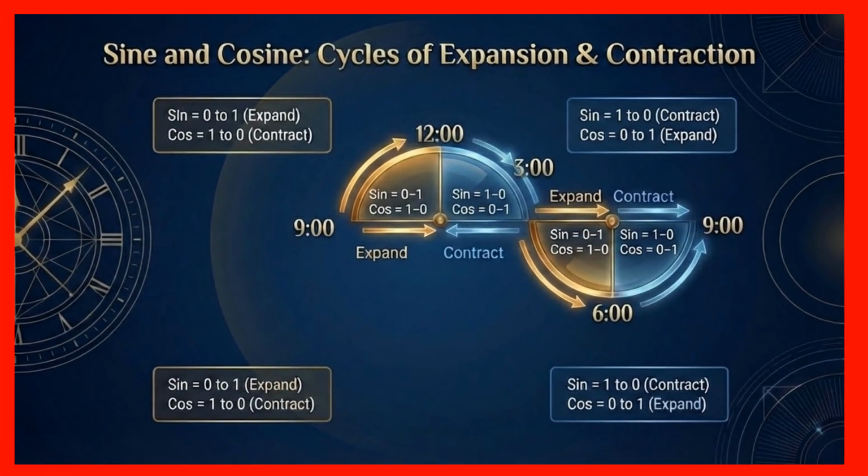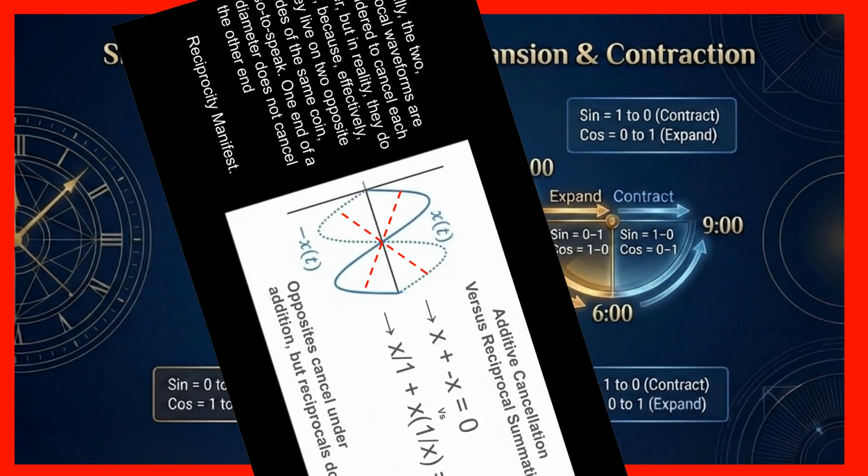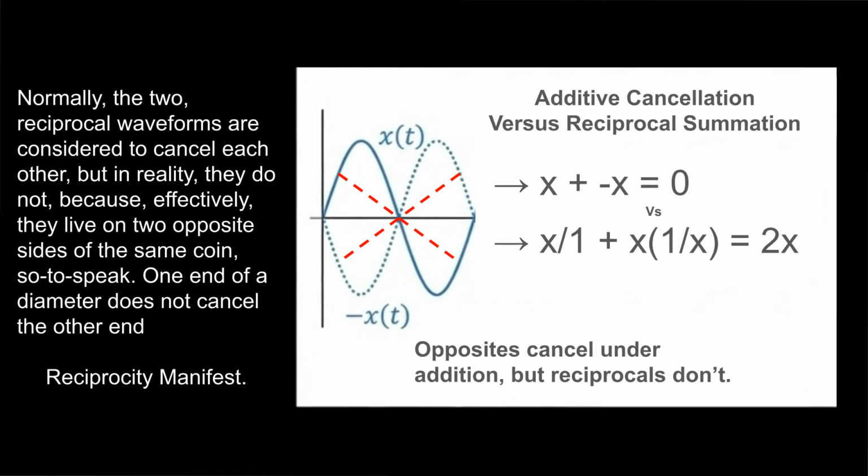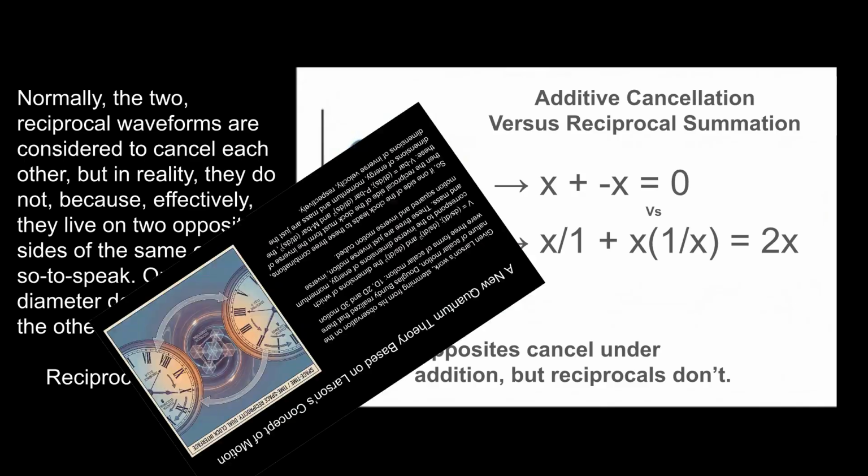The sine and cosine cycles illustrate expansion and contraction based on the position of the diameter on the clock face, from 0 to 1 and 1 to 0. Opposite reciprocal waveforms are often thought to cancel, but they do not, as they represent two sides of the same phenomenon. Opposites cancel under addition, but reciprocals don't under summation.